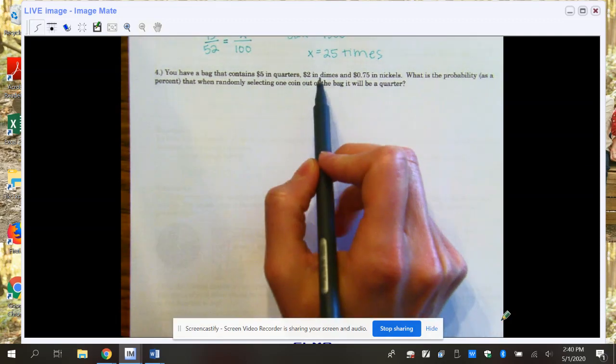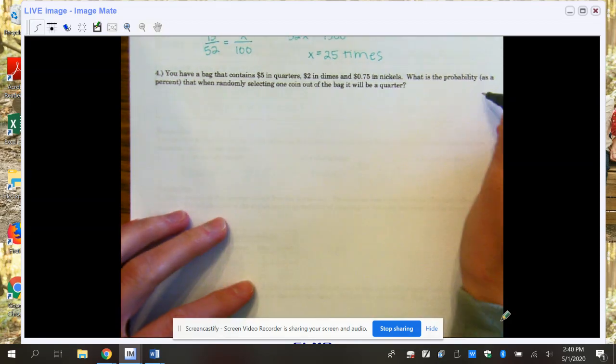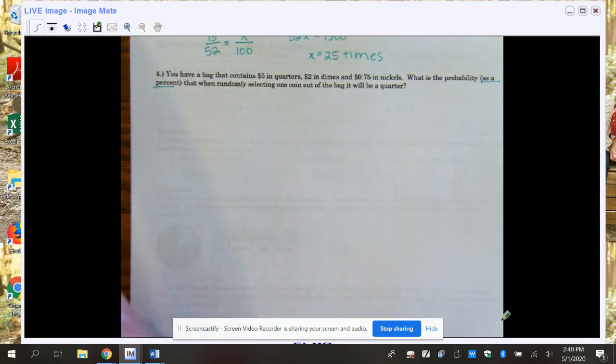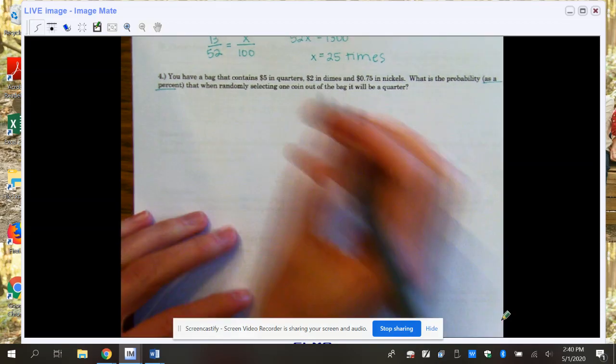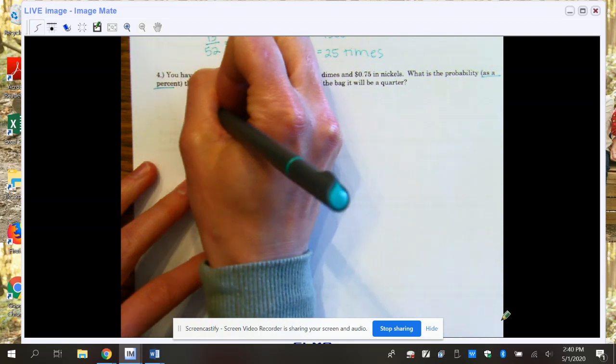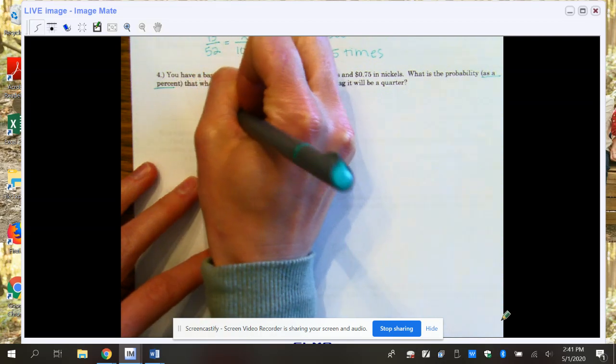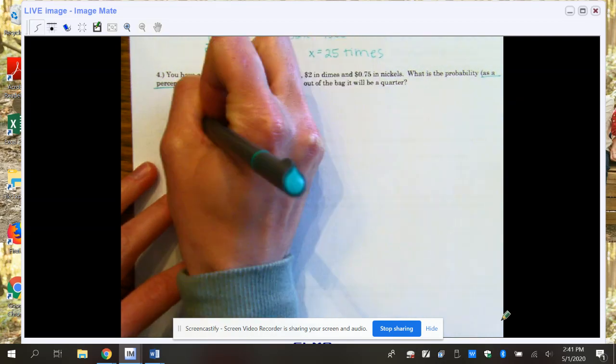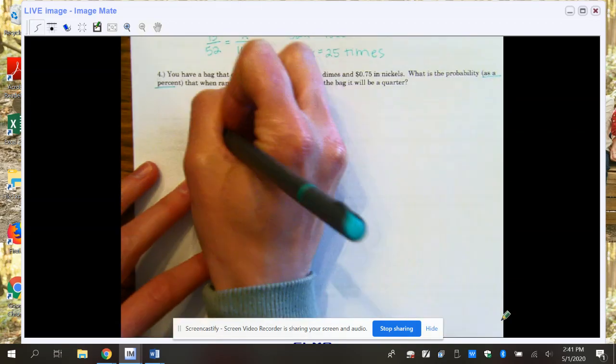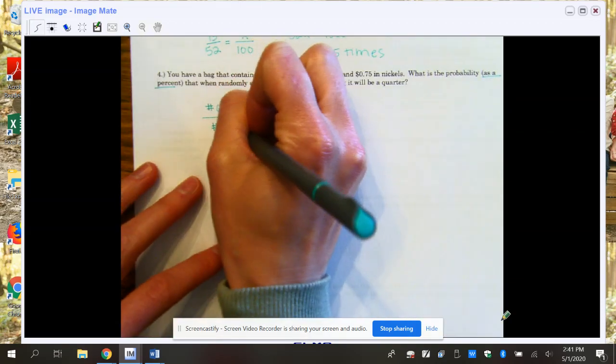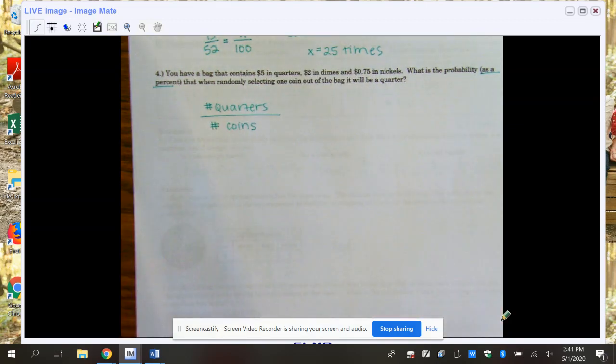Last problem. It says you have a bag that contains $5 in quarters, $2 in dimes, and 75 cents in nickels. What is the probability, as a percent, that when randomly selecting one coin out of the bag, it will be a quarter? Okay, so my probability should be the number of quarters, that would be my favorable outcome, over the total number of coins. Okay, I know neither of these things.